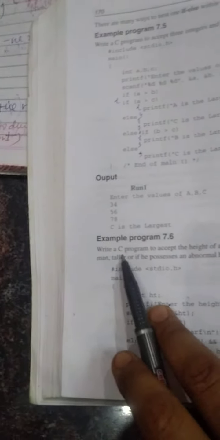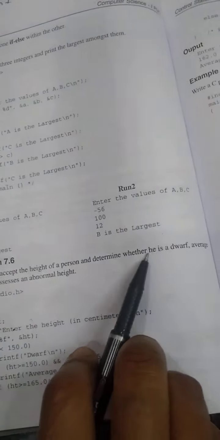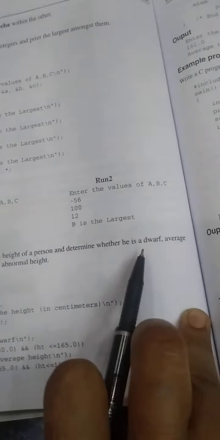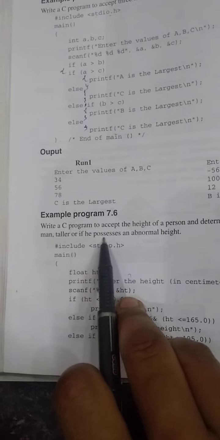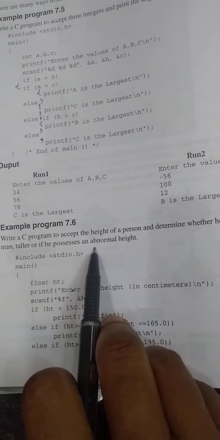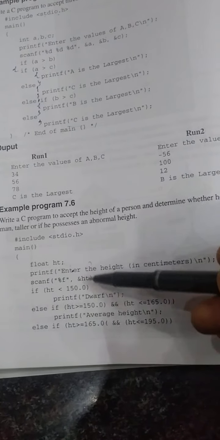So likewise, write a C program to accept the height of a person to determine whether he is a dwarf, an average man, taller, or if he possesses an abnormal height. Just read this one so you can easily understand. If you do not understand, you ask me.